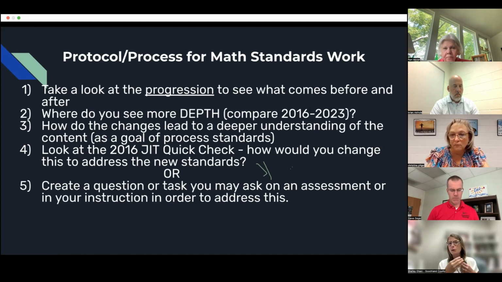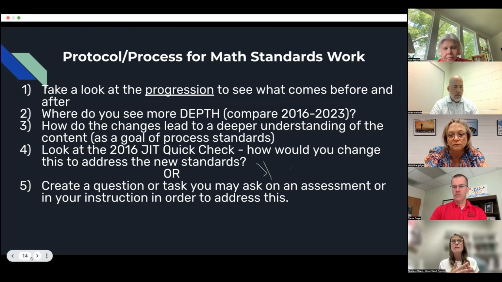So this is an example of a protocol that we've used with teachers, just looking at the progression of a standard. Where do we see the depth? Where do we see those skills in the process standards embedded? And how does that lead to a deeper understanding? Then look at some of the assessment items that you have in your division to have teachers either modify and change them, or create something new that would address the new standard.